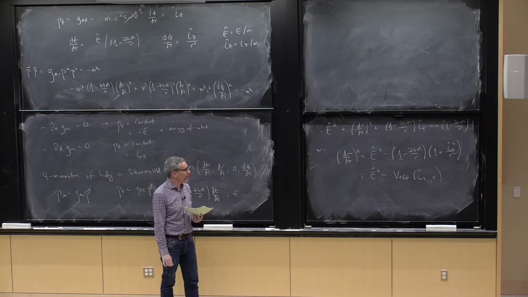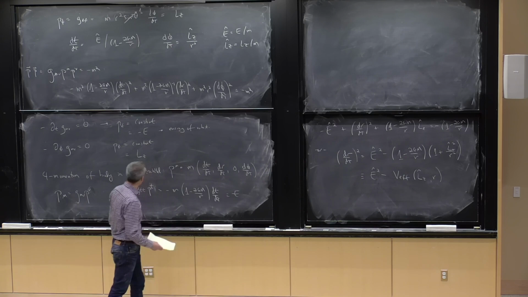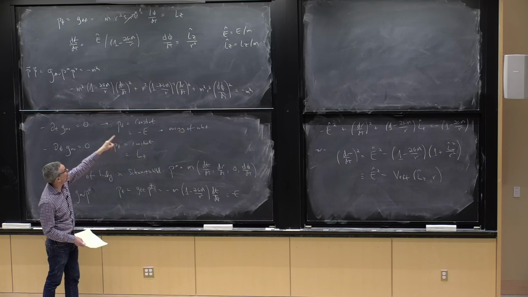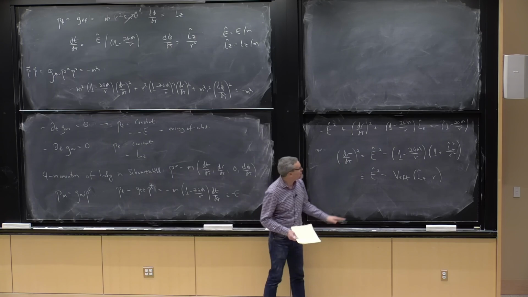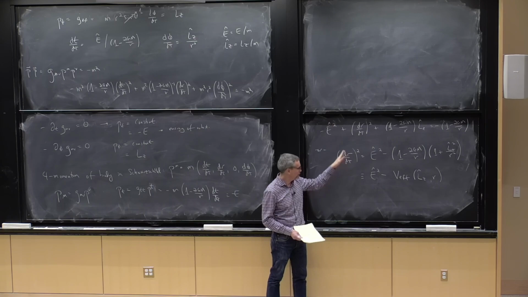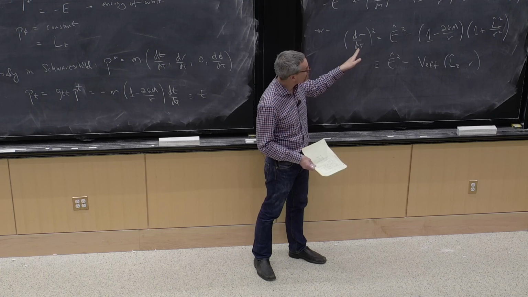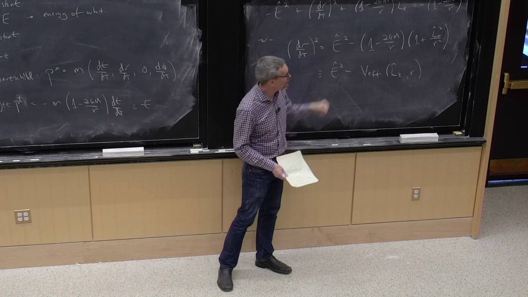Okay, so going from that line over to there, basically all I did was insert the relationship between dt d tau and E, d phi d tau and L, cleared out some overall factors of things like 1 minus 2GM over r, manipulate, manipulate, manipulate. And what you finally get is this lovely equation here that tells you how the radial velocity with respect to proper time depends as a function of r given the energy and the angular momentum.